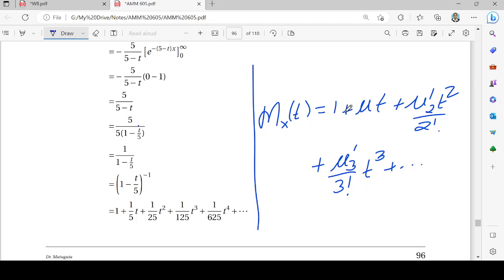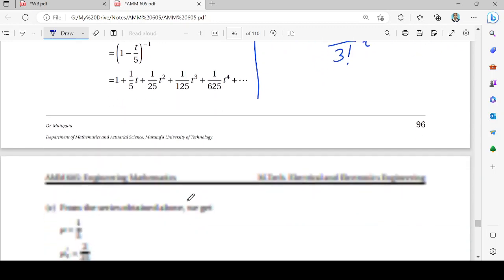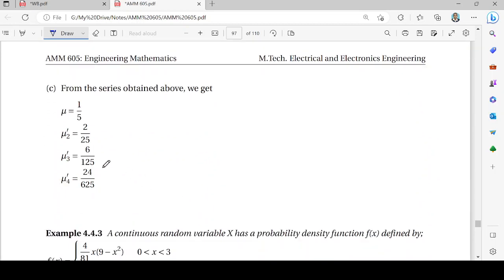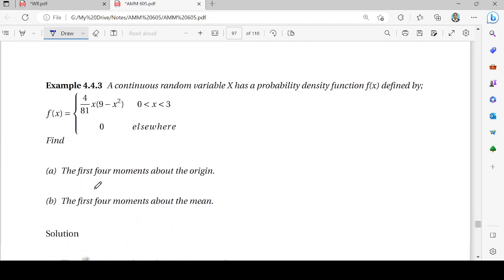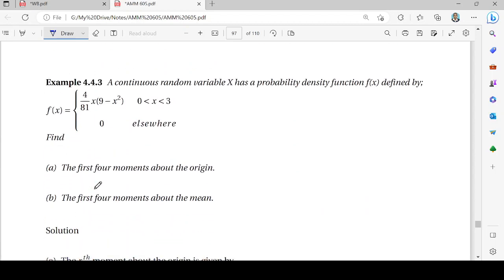So we equate these coefficients. Like if we want to find the third moment, we equate this coefficient to 1 over 125, and then make mu 3 the subject. So in this case, we can find the first moment, which is the mean, the second moment, the third, the fourth, and so on. Now we have a third example.